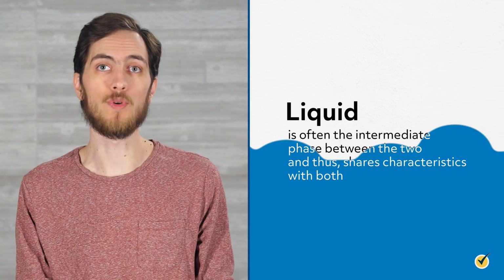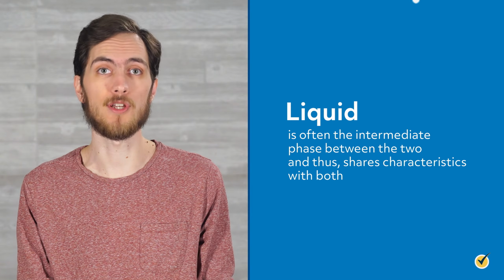You might have also thought about the stickiness of a liquid, or its ability to flow. These properties would be adhesion and viscosity. All great ideas and stuff we'll get to in a minute. But let's consider the first 2 points and use them to put liquids in context with gases and solids. Liquid is often the intermediate phase between the two and thus shares characteristics with both.